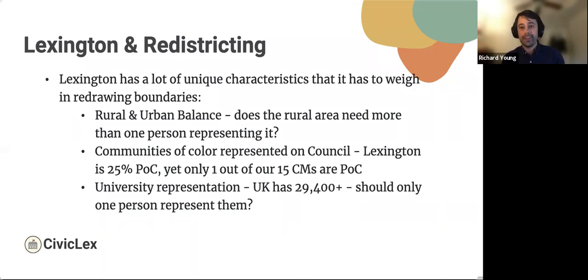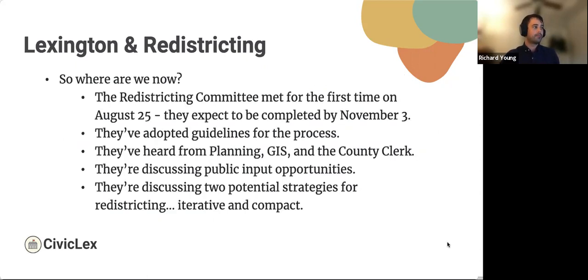Another big thing to take into account is the University of Kentucky. UK has about 29,000 students, and the university is really only represented by one person in one council district. Those 29,000 people are constantly changing, and a lot of them aren't even here during the summer. So that district changes considerably in any given year. These three factors all make redistricting in Lexington pretty complicated, and some of them are very unique to Lexington and the challenges we have here.